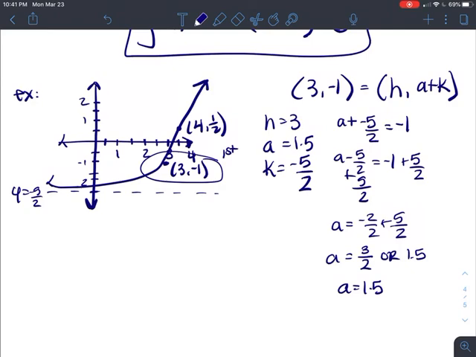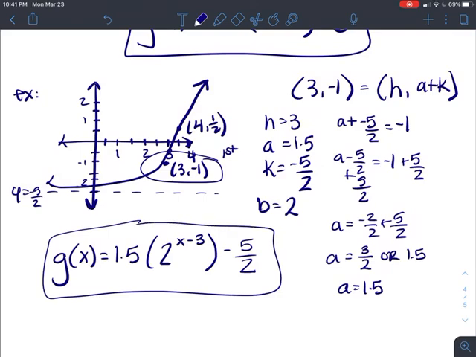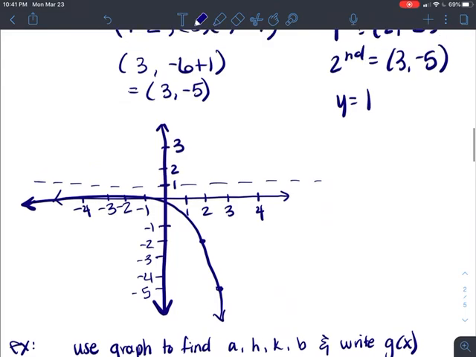And they told us that our b equals 2, okay? So they gave us that information, so we did not have to find b. All right, so they should always give you b, since you're not going to be finding that. So our function is g of x equals 1.5, base of 2 to the x, and our h is positive, so it's going to be x minus 3, minus 5 halves, okay? And this is your function. So these are the exponential growth functions, okay?